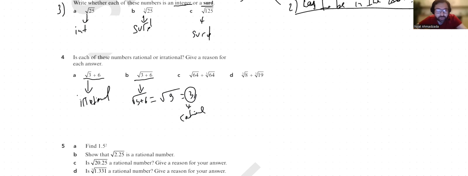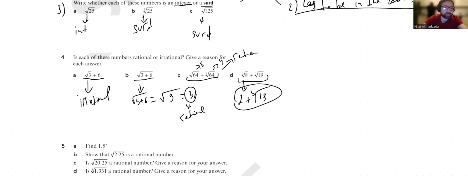This one, square root of 64 plus cube root of 64. Square root of 64 is 8. Cube root of 64 is 4. So 8 plus 4 is 12. So it has to be rational. Cube root of 8 plus cube root of 19. Cube root of 8 is 2 plus cube root of 19. I don't know what the cube root of 19 is. So that is irrational.